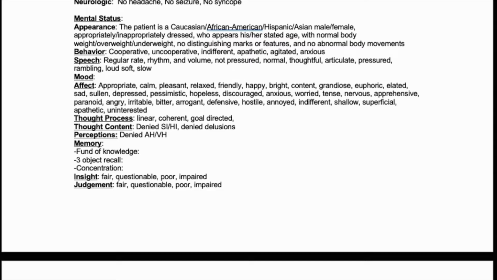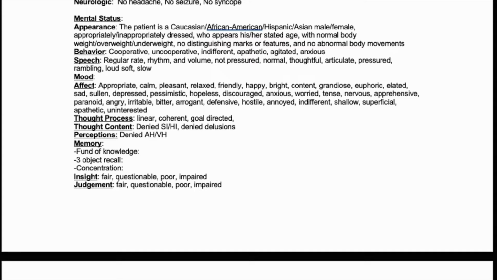Now, if you look at some of the things that are listed here, the majority of this is going to be gathered when you're conducting the interview, right? You're going to be able to observe the appearance of the patient. You're going to have a good idea of what their behavior is during the interview, how their speech is. You're probably going to ask what their mood is, and the affect you're going to observe. All of these things, with the exception of the memory testing, are largely going to be observational during the course of the interview.